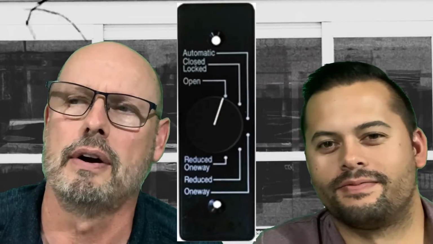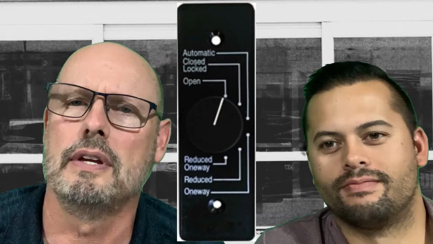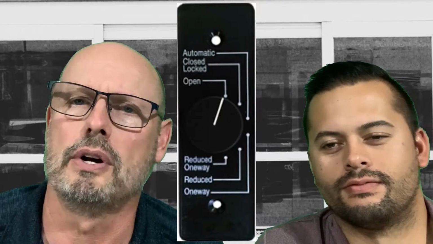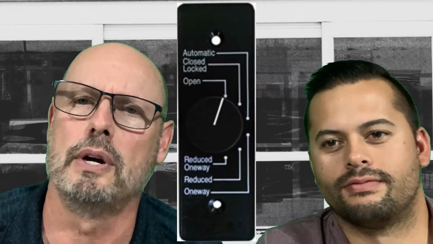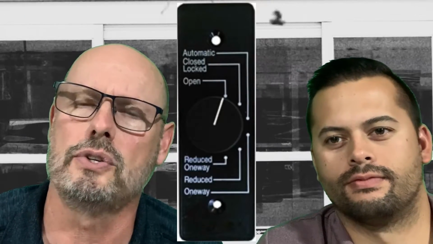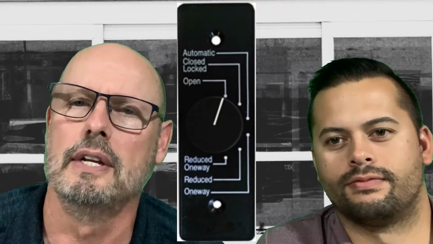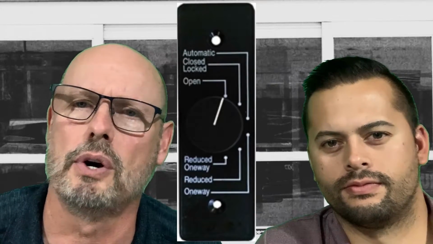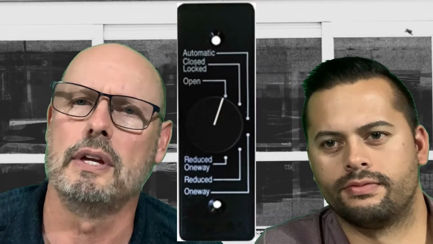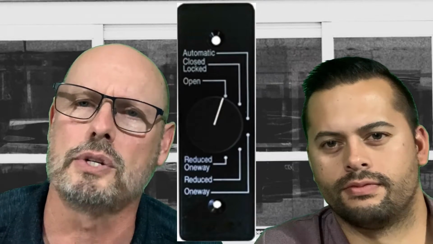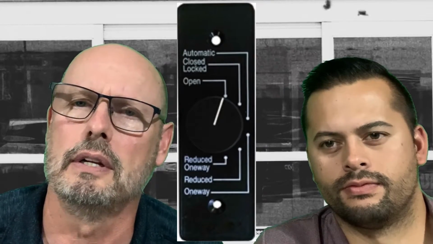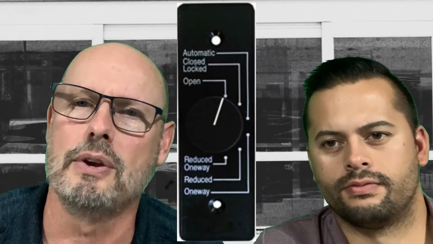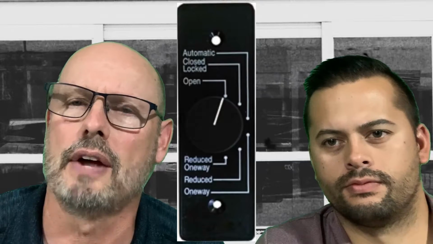Now, it could be that your building and your door is set up with 2 separate doorways, one that says an entrance and one that says an exit. And depending on which door you're talking about, if it were the exit door, then the installer more than likely would have set that up to let you exit in the reduced opening mode, but not allow you to enter. And that's how they control that.